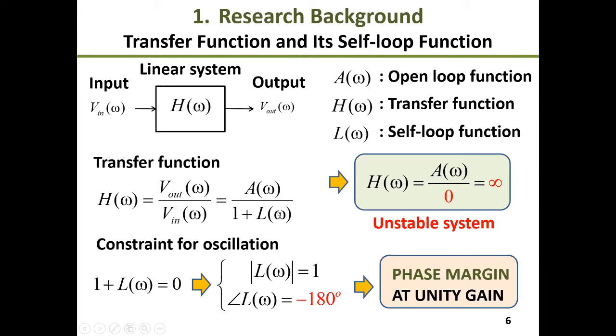When the denominator of the transfer function equals 0, this transfer function is very large. It means that this system is unstable. So the conventional constraint for the oscillation is that the cell-loop function has unity gain and the phase is equal to minus 180 degrees. In this work, we use the concept of phase margin at the unity gain to investigate the behavior of a network.